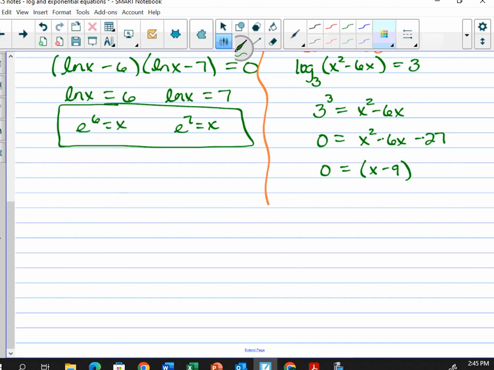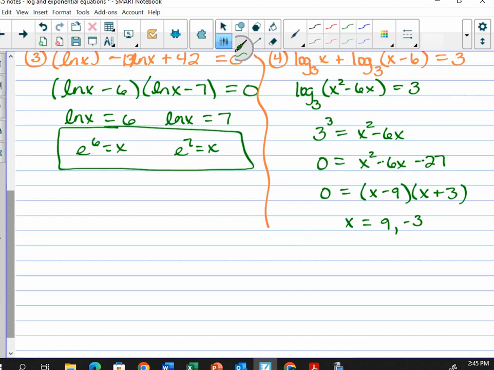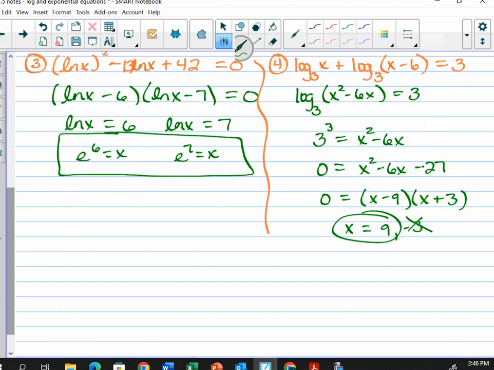So this factors into x minus 9 and x plus 3. My two potential answers are 9 and negative 3. Do they both work? No, only the 9. How do we check? You go back to the very original problem, or just log of x, and either way it doesn't work.